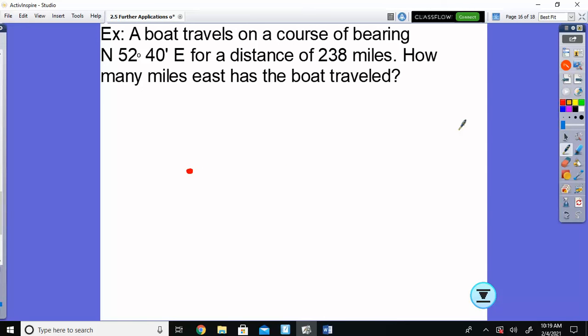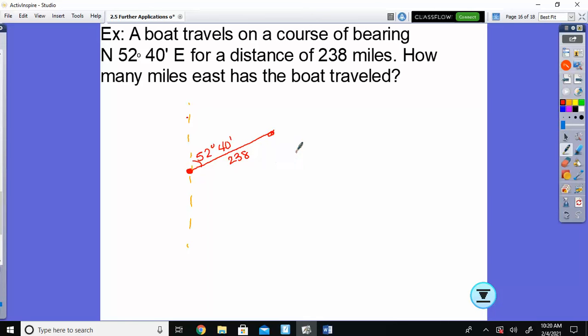If I'm going to measure bearing, what do you have to draw in? North-south line. From there, we are going north, 52 degrees, 40 minutes east. So here's my angle, for a distance of 238 miles. So this side is 238.